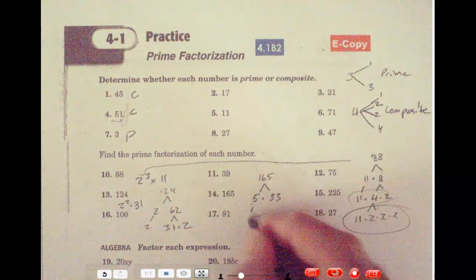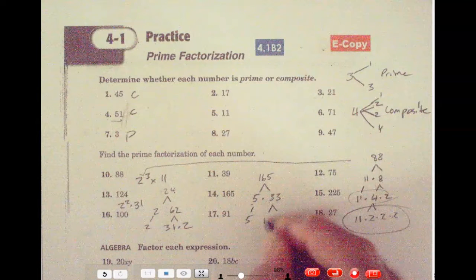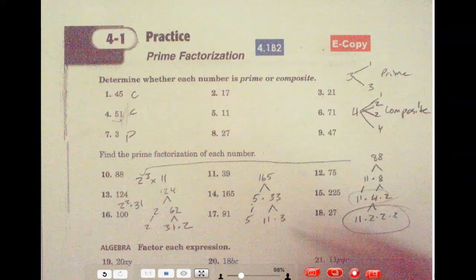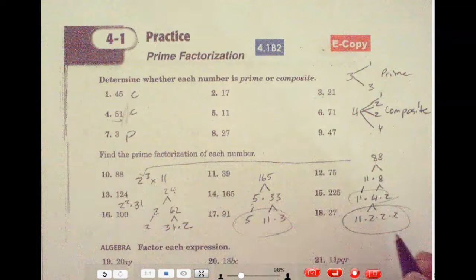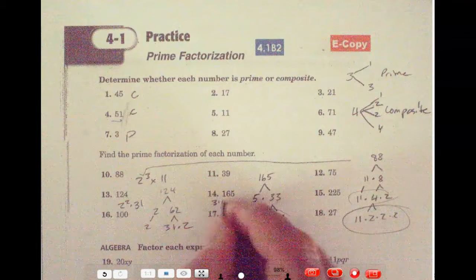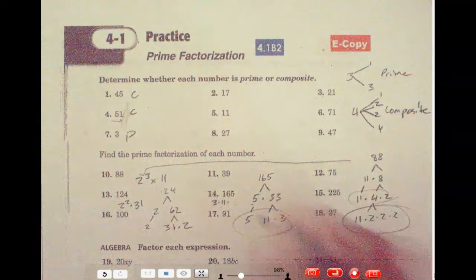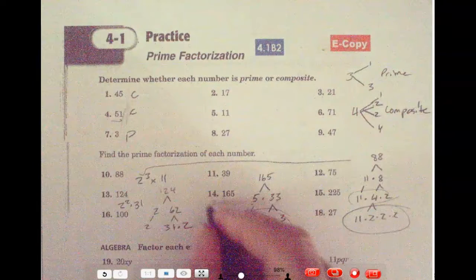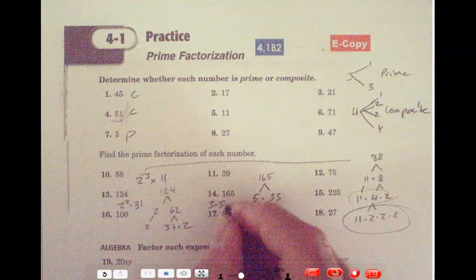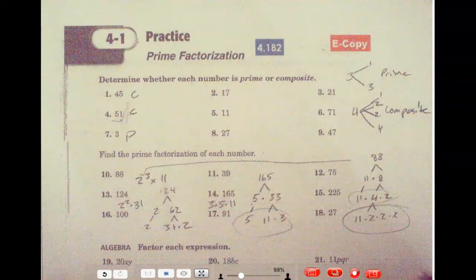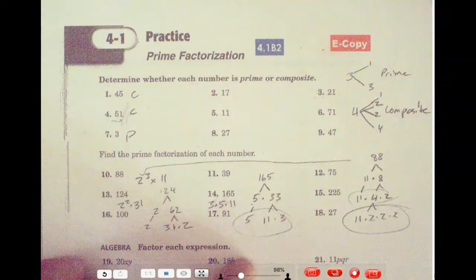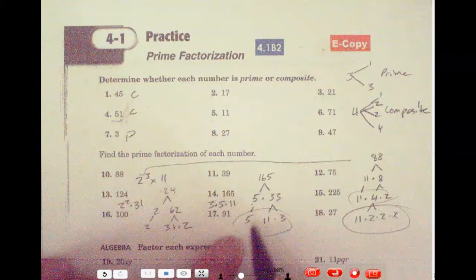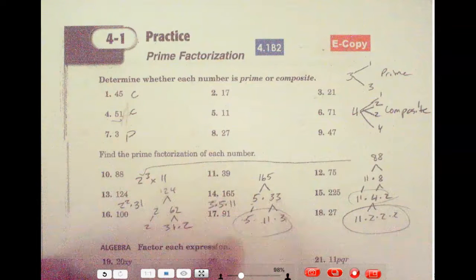5 is prime. There's no other number that can go into that. 33, I can do 11 times 3, though. And this is weird. It's a string of primes, but there's nothing we can combine. So 165 is just 3 times 11 times 5. Usually we put them in order from smallest to largest: 3 times 5 times 11. All right. And if you think about that, this is 55 times 3, which is also 165. So we know our answers.